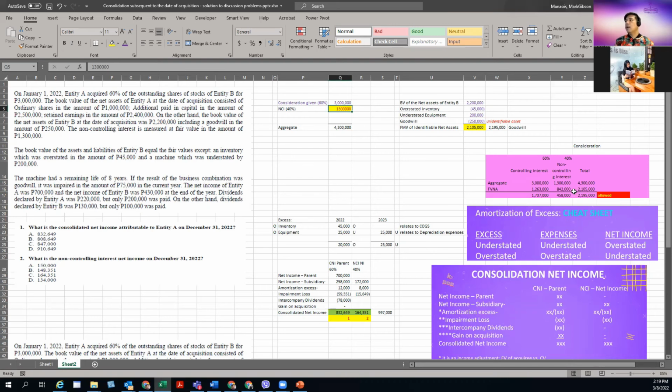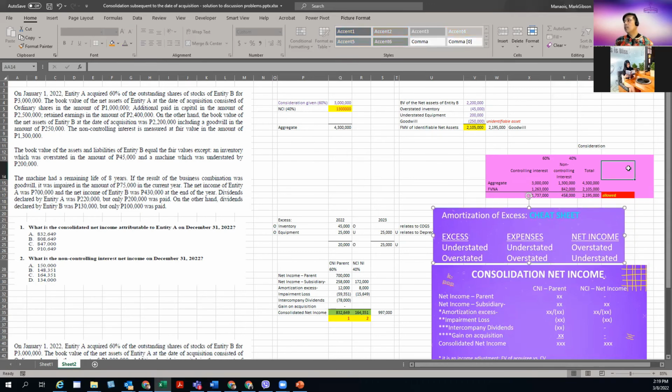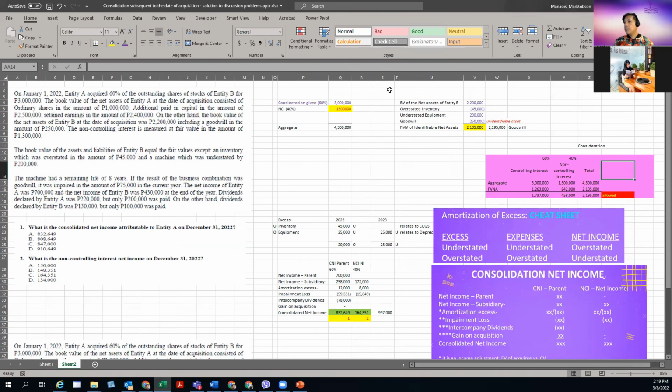Kasi nga, the standard doesn't allow if the non-controlling interest will have a negative balance here. Kung may gain, hindi papayag si standard. So standard doesn't allow that. So test natin siya. Same pa rin naman. Ilagay lang natin dito sa template na to. So we have fair market value of the net assets, that's 2,105,000 allocated based on the proportionate share. So that's 1,263 for the controlling interest, and then 842 for the non-controlling interest.